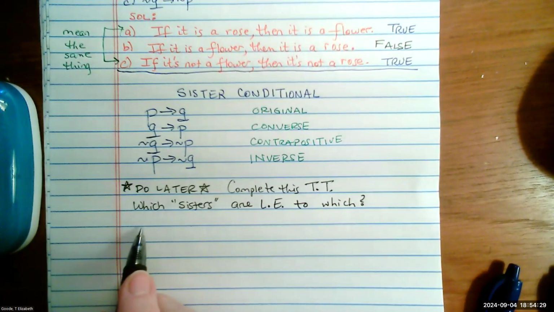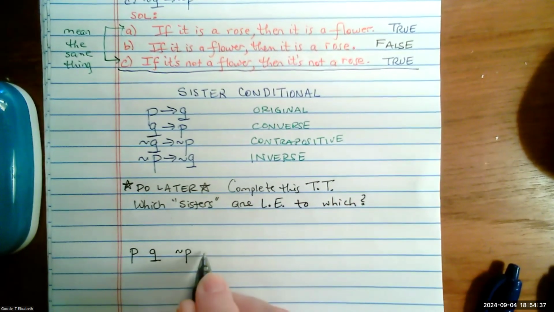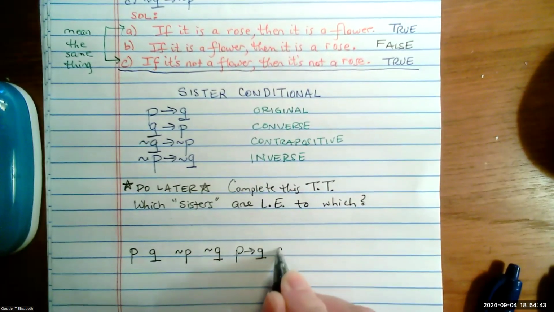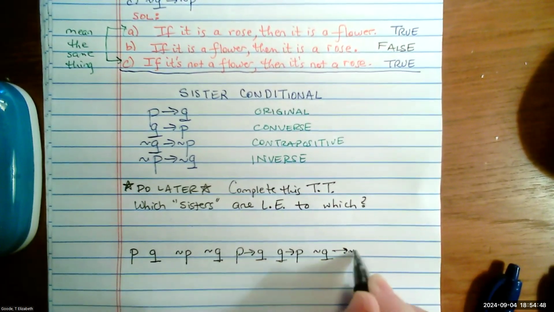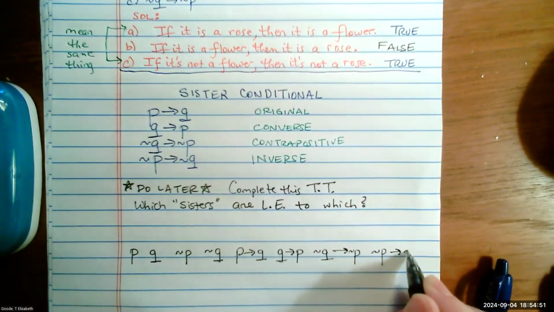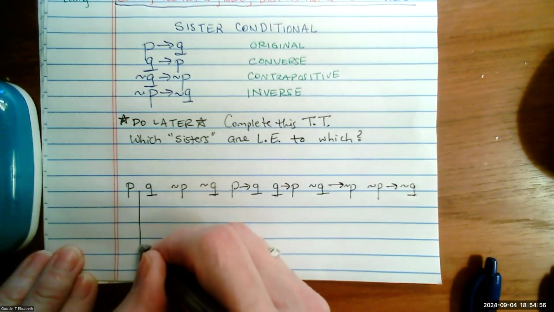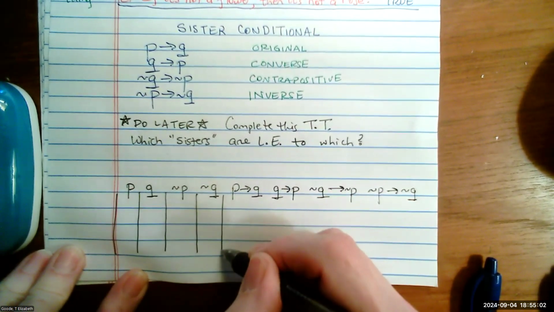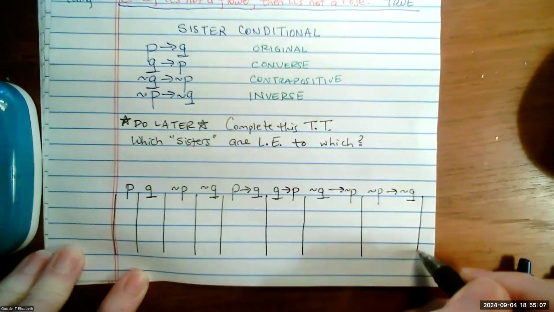Okay, so I'm going to skip a couple of lines, at least one line here, so that we can see what's going on. So P, Q, not P, not Q, P implies Q, Q implies P, not Q implies not P, and not P implies not Q. Okay? We're going to complete that truth table. We are not going to do it all now. You're going to do it later, but I'll get you started because I want to make sure that everybody understands how this rule works for the if-then operator.